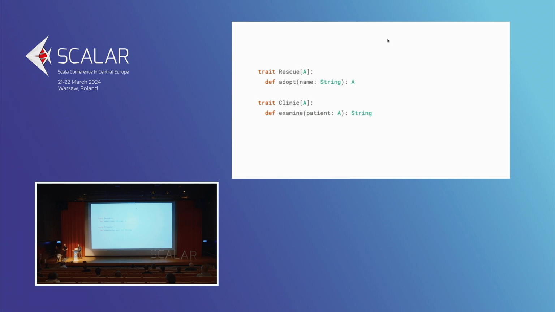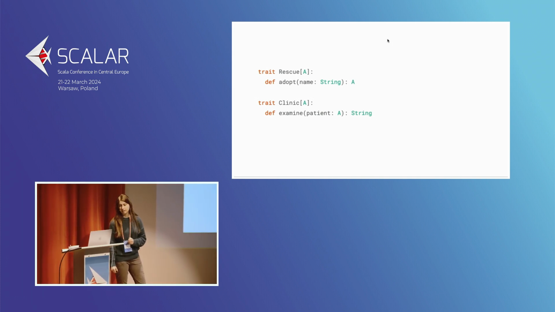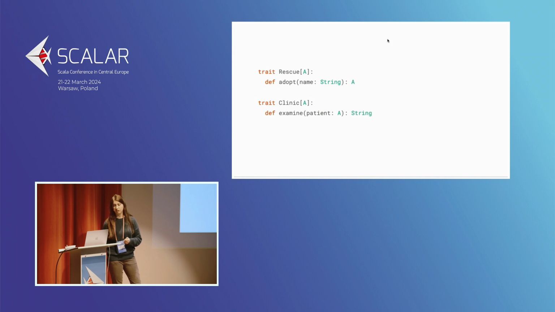And then we'll look at a couple of type classes. We'll start with a Rescue type class. When you declare an instance of Rescue for some type A, you'll be able to adopt an instance of A. All you need to provide is a name for it, and then you'll get an A back. The second type class we'll look at is a Clinic type class, where you can bring in some patient of type A for an examination, and you get back some sort of examination report, some statement about patient A, which will take the form of a string.